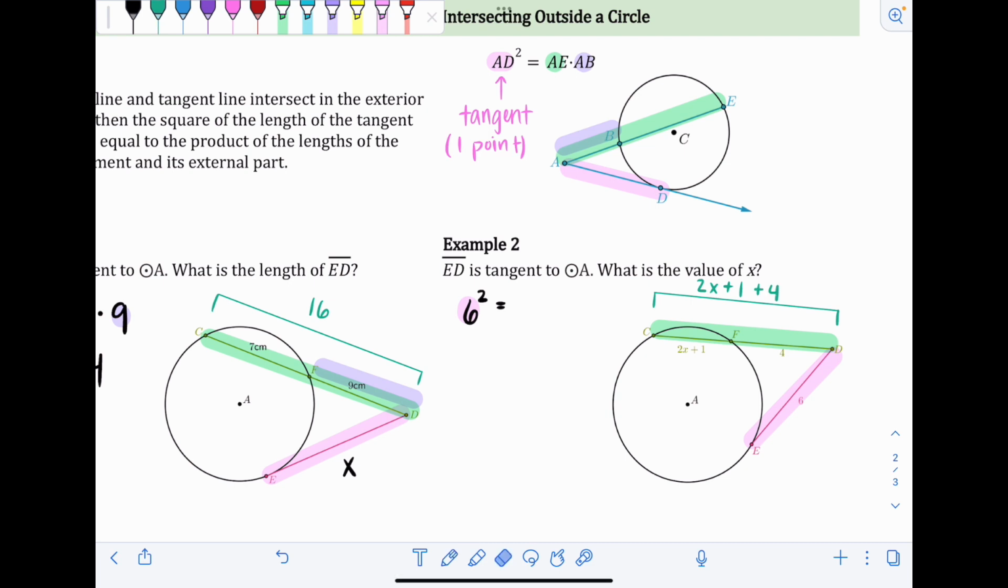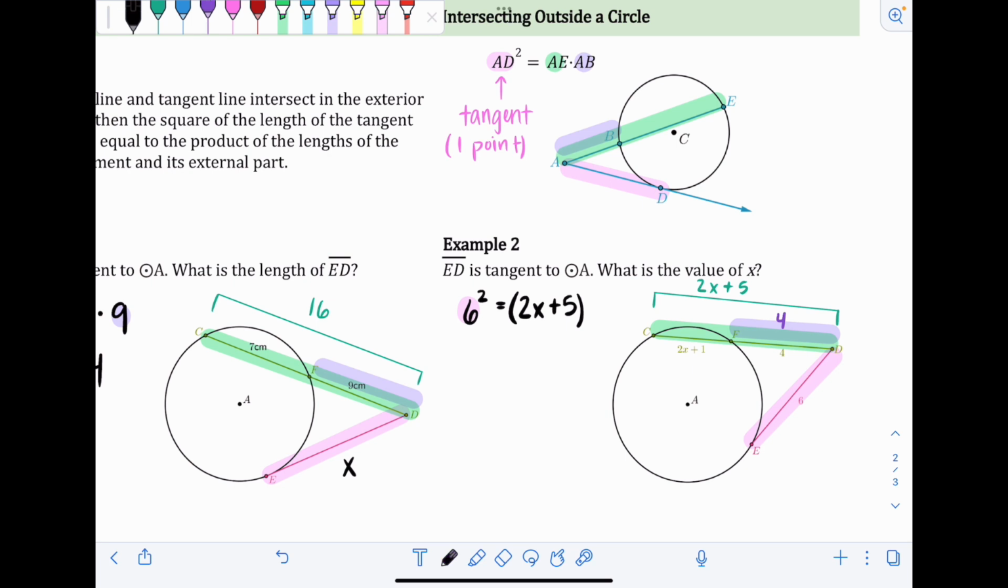And then I can go ahead and combine the 1 and the 4, add 1 and 4 to get 5, just to get a simplified version of that. And then I'm going to take that 2x plus 5. I'm going to have to multiply it by something else. So I'm going to put it in parentheses. And then the next part that I multiply in is the external part of the segment. So the external part of the secant segment is just that 4.